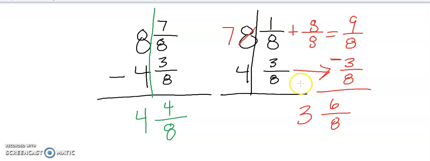Okay, so there you go. Hopefully this helps you out, and we have one more lesson to go, which will be on unit fractions.